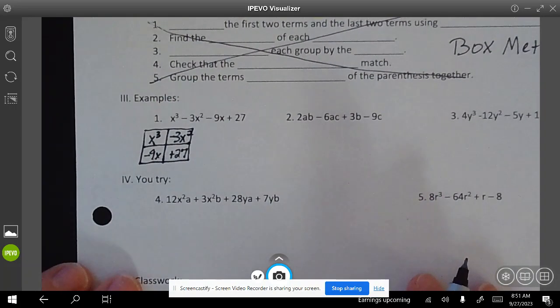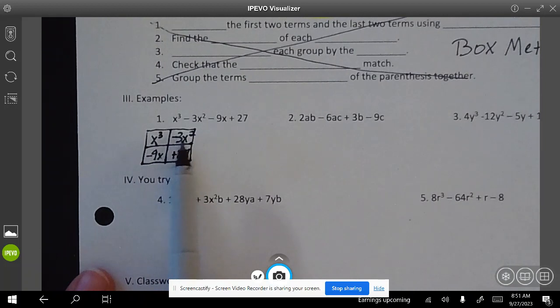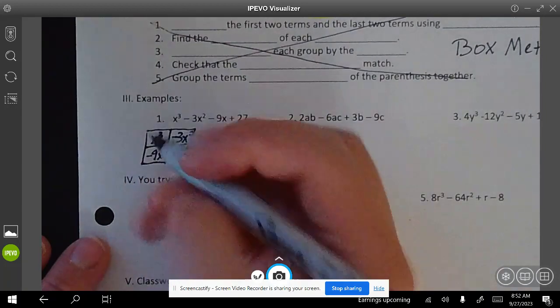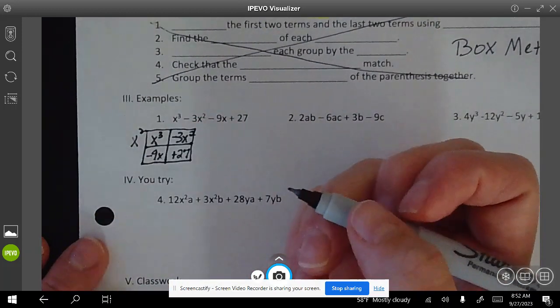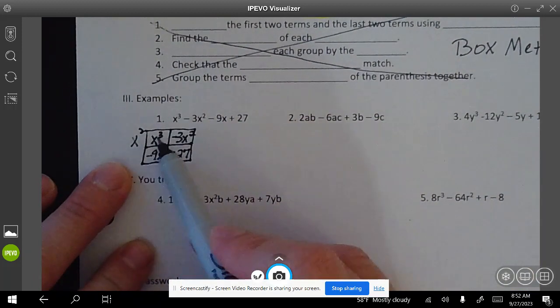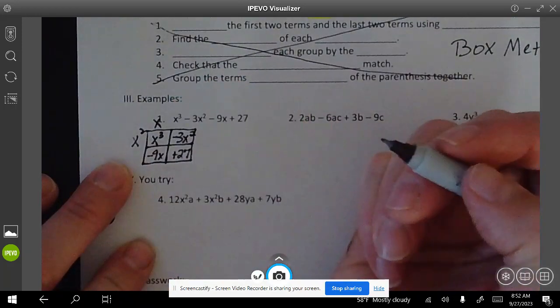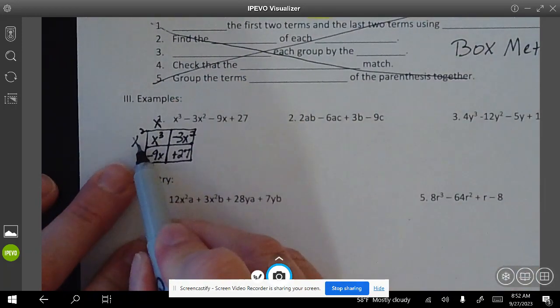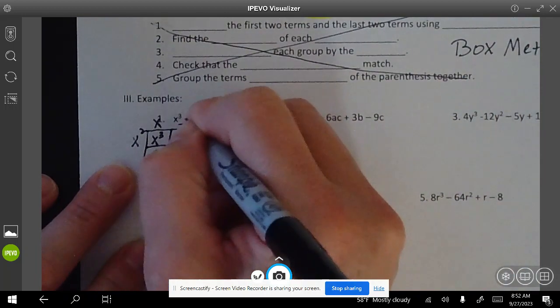Now remember, we've been doing greatest common factor. So you ask yourself, what is the greatest common factor across the top of this box? Well, the greatest common factor across the top here is x squared. So we write that on the outside, x squared. Then you ask yourself, what do I multiply by x squared to get x cubed? Well, that's x, so you put an x right up here. Then you say, what do I multiply by x squared to get negative 3x squared? Well, that is negative 3.